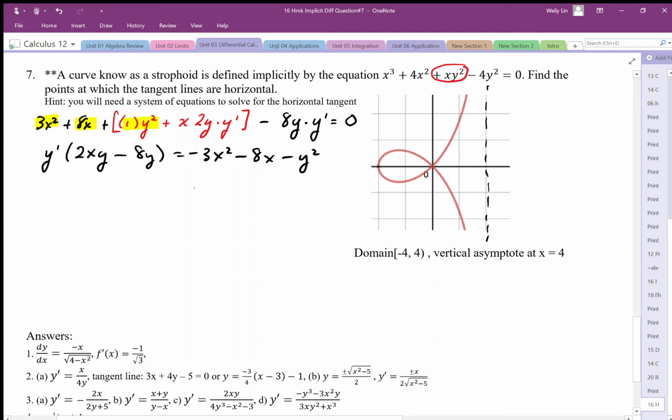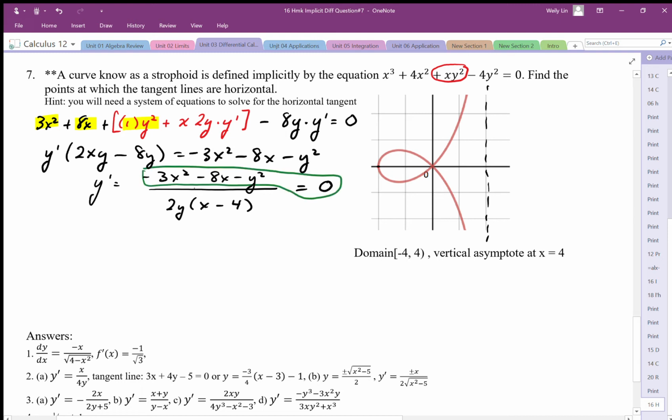I solve for y prime, and I end up with -3x squared minus 8x minus y squared, all divided by 2xy minus 8y. I'm going to factor the common factor of 2y, and I end up with x minus 4. This is going to be where it's equal to 0. I'm going to get rid of the denominator to make this a little easier to work with, so I'm only going to solve this equation. But before I get rid of the denominator, I have to state some restrictions: y is not equal to 0, and x is not equal to 4.